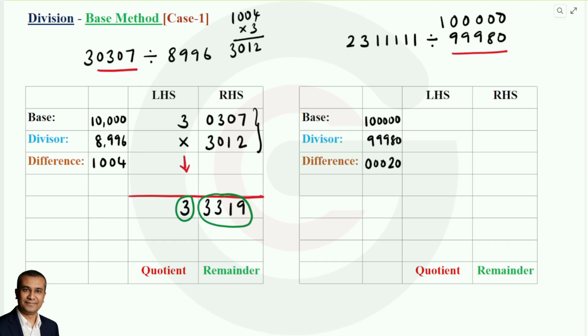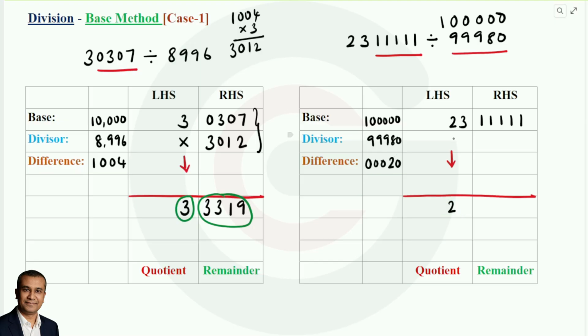So 5 digits. Now the dividend is having 1, 2, 3, 4, 5, 6, 7 digits. Base is having 5 zeros. So these 5 digits I have to write on the right hand side, 1, 1, 1, 1, 1, and the remaining 23 we have to write on the left hand side. Next step, here you can see that the left hand side is having 2 digits now. So first what we need to do, this first digit, that is 2, we have to bring it down and then place it here. Now we need to multiply this 2 with this difference, that is 0, 0, 0, 2, 0.